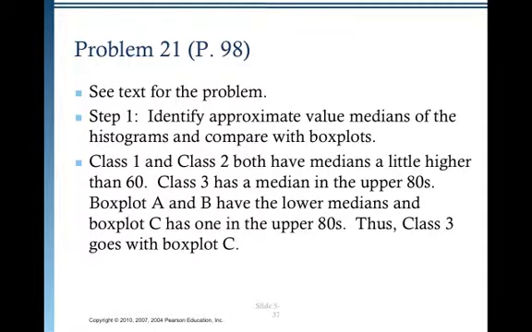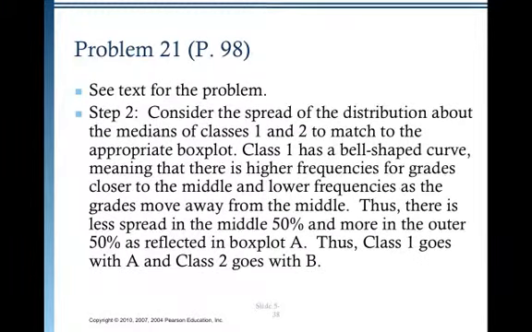So class 1 and class 2 both have medians a little higher than 60. Class 3 has a median in the upper 80s. Box plot A and B have lower medians, and box plot C has one in the upper 80s. Thus, class 3 goes with box plot C. So just by looking at the medians, we can make one match. Okay, so class 3 goes with box plot C. So the question is, does box plot A go with class 1 or class 2? And then B would go with the other one.